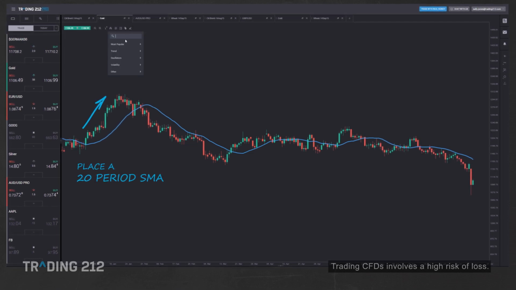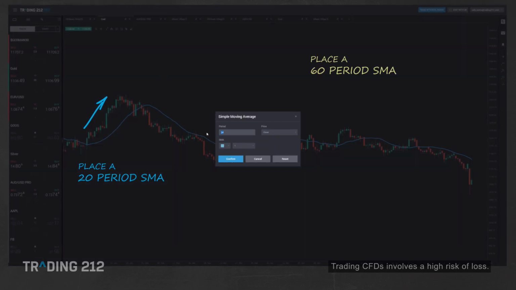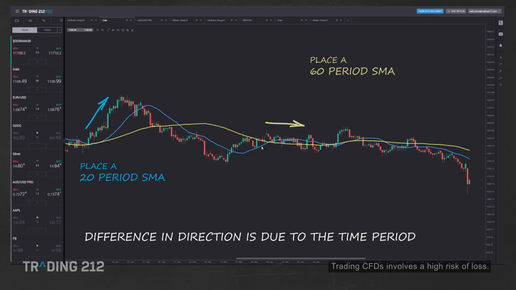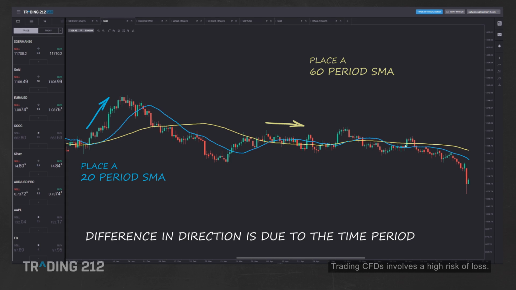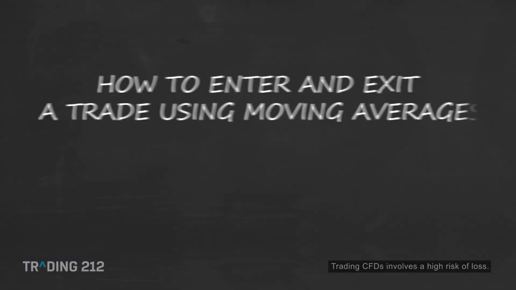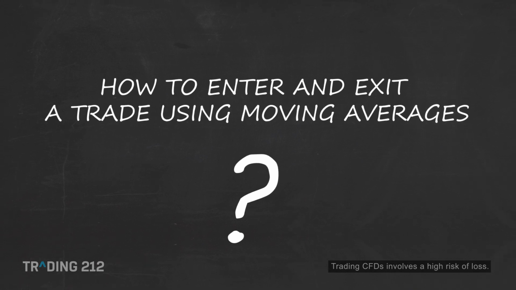Yet when we place a 60-period simple moving average in the same way, we see that it shows the price in a range with no clear upward or downward trend. The difference in the direction of the trend portrayed by the moving average is due to the time period. Shorter period moving averages are faster at generating signals, and changes in the price of the instrument will be reflected more quickly. The longer period moving average will react to price changes much more slowly, but will generally provide more reliable trading signals. As a trader, moving averages will help you decide which way to trade by looking at whether the price is above or below the moving average line.